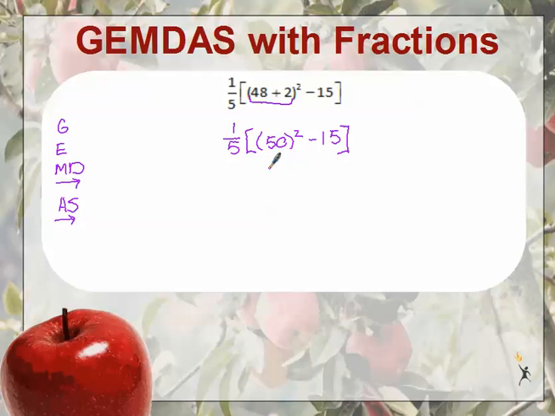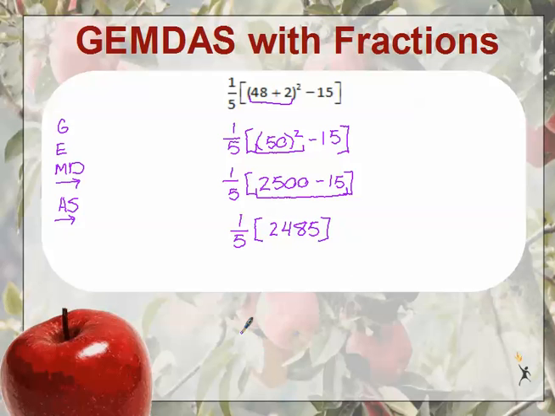Remember, the 50 in the grouping by itself is just like a trick. So I'm going to solve the 50 to the second power. When I solve 50 to the second power, I get 2,500. So I have 1/5 with the bracket, and I get 2,500 minus 15. Now I'm still working within the grouping. 2,500 minus 15, so I'll have 1/5 times 2,485.